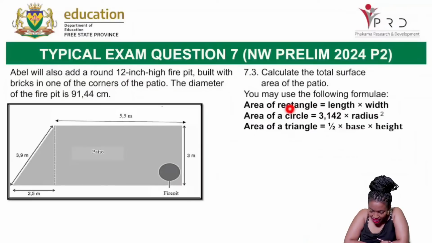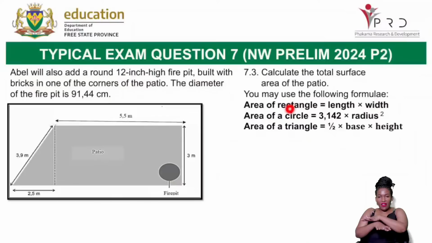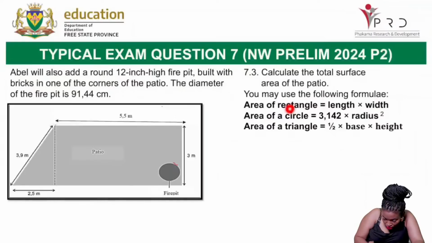7.3, calculate the total surface area of the patio. You may use the following formula. Remember, the surface area is the flat part of the patio. And remember, this is not the patio, this is a hole. So it means there's no space. It is not a patio. If you are going to tile this place, you are not going to tile this part.